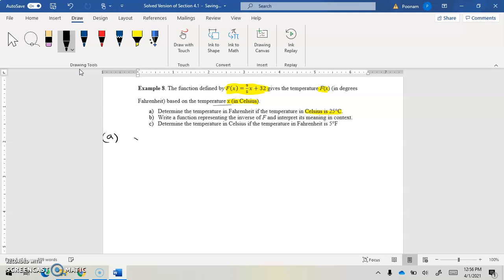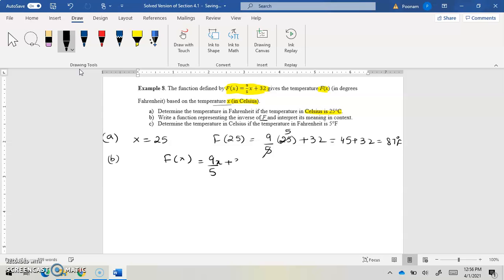So in this case, x is given to be 25, we have to find f of 25. That's easy. 9 by 5 times 25 plus 32. This can cancel at 5. 45 plus 32, which will be 87 degrees Fahrenheit. Part B. Write a function representing the inverse of the function. So we have to find the inverse of this function.